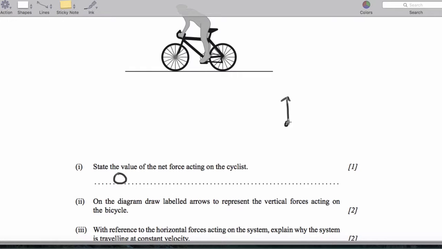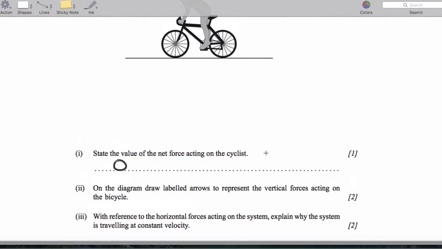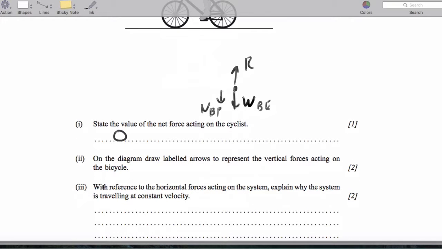acting on the bicycle. And this is the forces acting, the vertical forces acting on the bicycle. So we're going to have the reaction force from the ground. We're going to have the weight of the bicycle, and I would also add one more, which is the normal force of the person on the bike. So the weight of the bike due to the earth. And we have this reaction force, technically speaking, because they asked specifically for the bicycle.